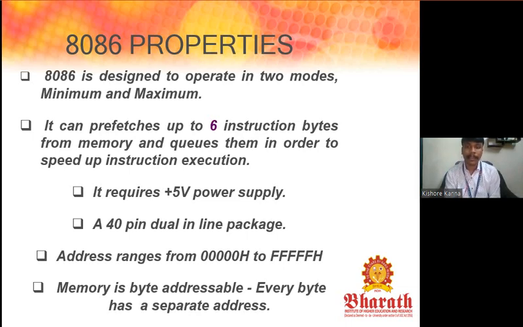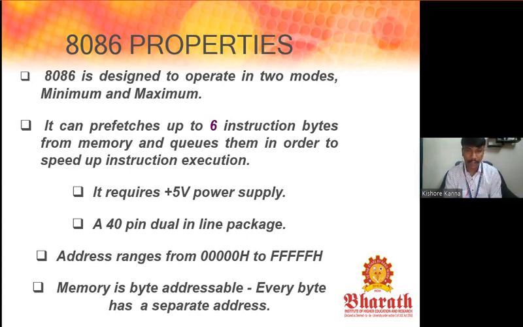It can prefetch its instruction bytes, an instruction or command given to the microprocessor for its functioning. From memory, the instruction is given for aligning, for increasing the speed of processing, and for executing the output. And for working, this 8086 requires a power supply. The specification of the power supply is plus 5 volts. It has 40 pins.